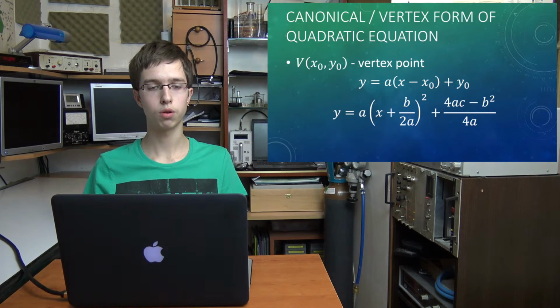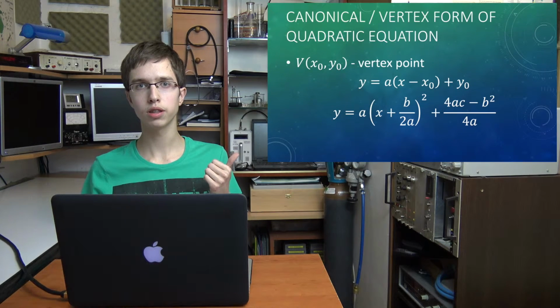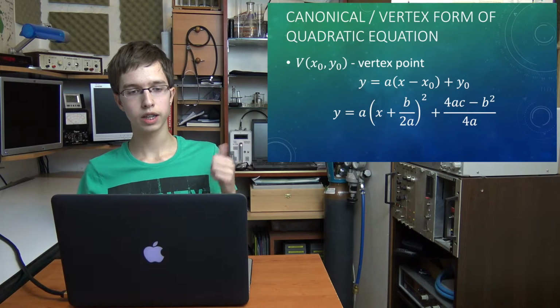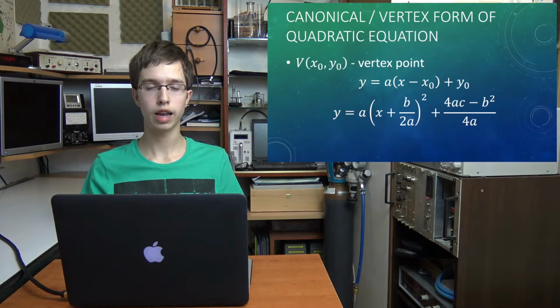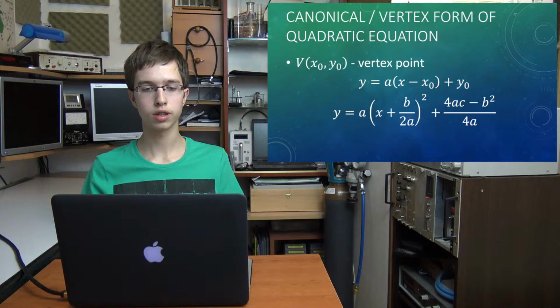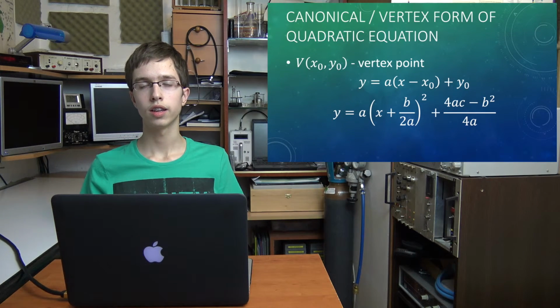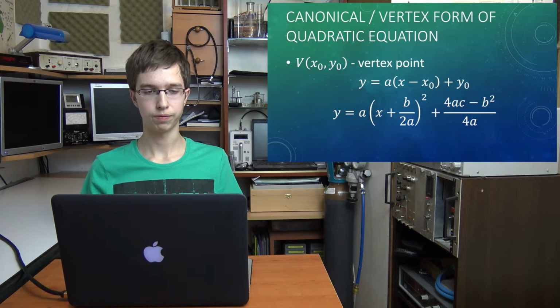Canonical or vertex form of quadratic equation is a form which includes the vertex point with its coordinates x0 and y0. And we have this first formula, and if we put in the expressions for x0 and y0, so for coordinates of the vertex point we've seen on the last slide, we get this second formula.